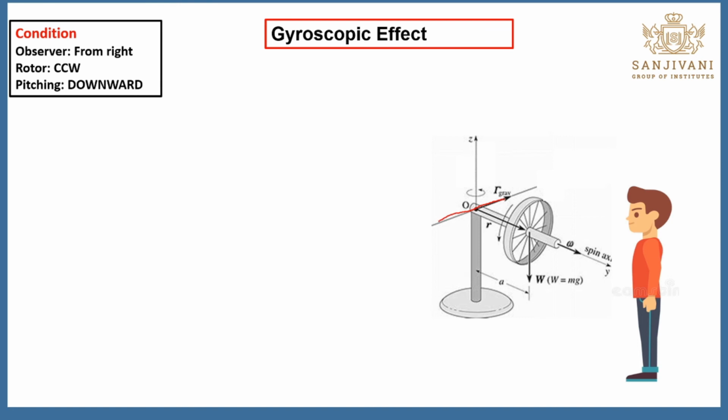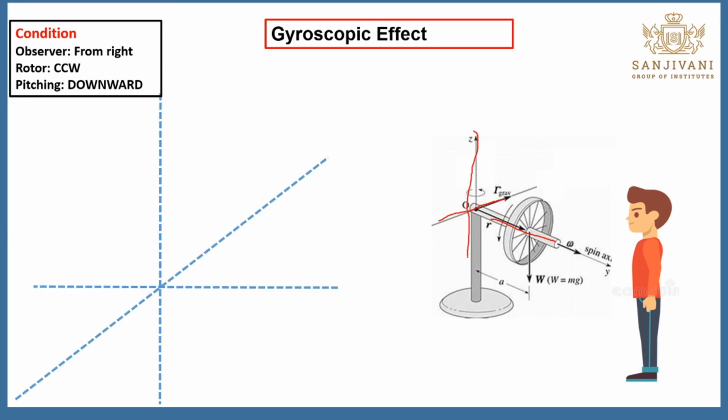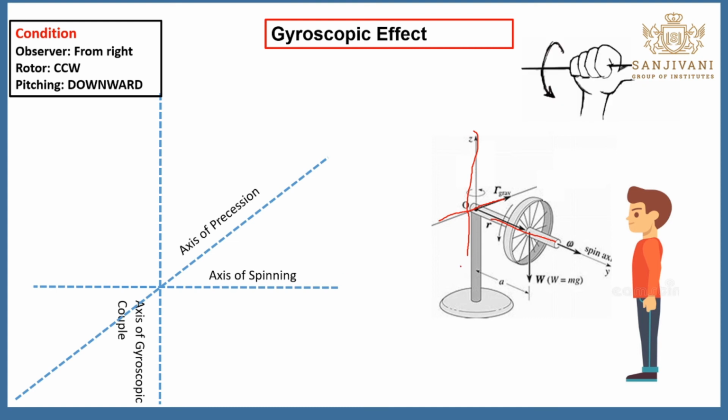and that second axis is called the axis of precession. One axis is this, the axis of spinning; the second axis is this, which is the axis of precession; and this is the third axis, which is the axis of gyroscopic couple, which is the vertical axis in this case. Okay, now just consider 3 axes: one is the axis of spinning, second is the axis of precession, and third is the axis of gyroscopic couple. Now in this case, that rotor rotates in the anti-clockwise direction.